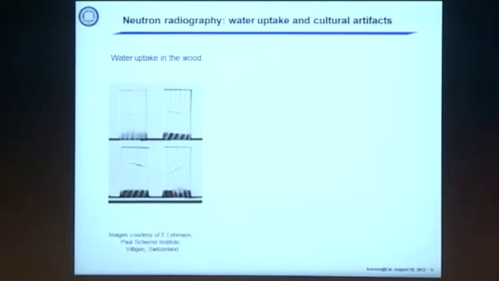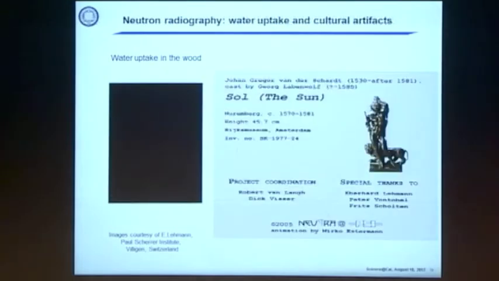And another area where neutrons are used is in archaeological studies or cultural heritage studies. What I want to show you is just one of the examples from our colleagues in Switzerland, where they studied a bronze statue. In that case, it's not just radiography, not just one projection image. It's multiple projections, which they then reconstructed into a three-dimensional object. It's called neutron tomography, the same as X-ray tomography.